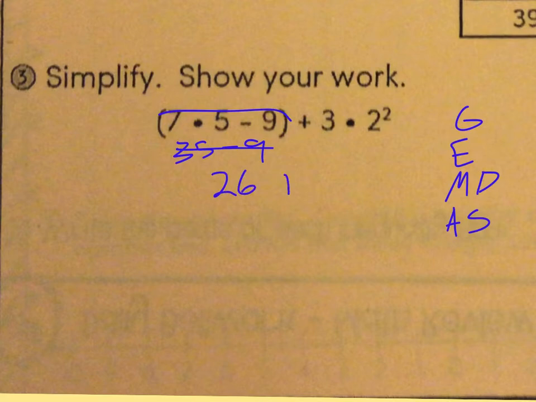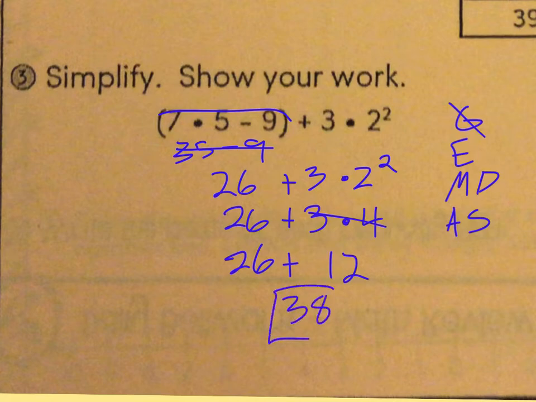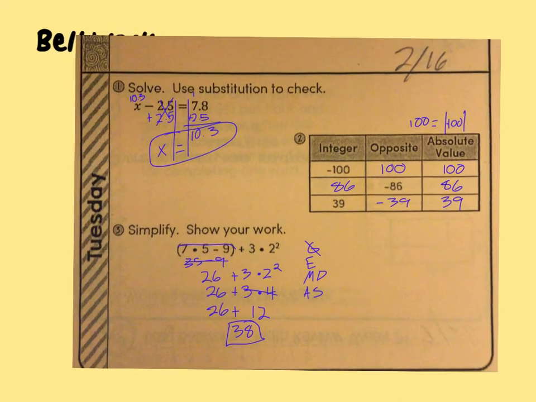Then we just bring everything else down for a moment. You can see that we have an exponent. We did grouping. The exponent, this would be 4. Then we're going to just bring everything else down. And now we have multiplication, so we do the multiplication. Then we have the addition. So 26 plus that would be 38. So 38 is our answer for number 3. All right, there's your bell work. Hopefully those little reviews are helping you stay up on what we have learned this year.